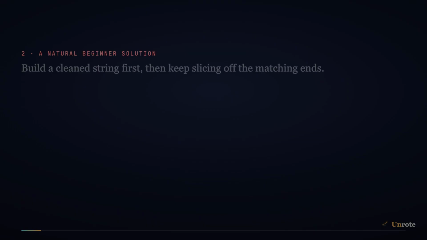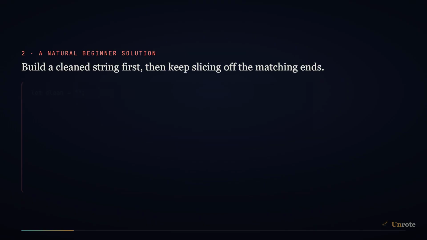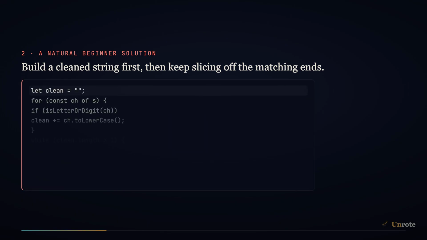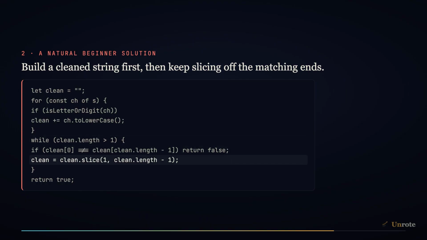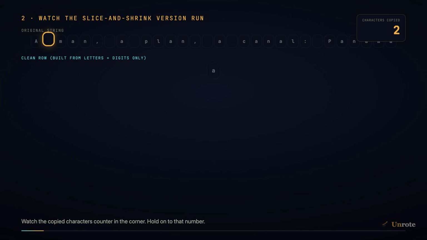A very natural beginner solution is to make the cleaned version first. Watch the second row called clean build itself under the original row. Gray junk drops out, and capital letters flip down to lowercase. Now compare the first and last characters of clean. If they match, throw them away by creating a brand new row from the middle and repeat on that shorter row. Let's actually watch that run, because the waste is easiest to feel when you can see it.